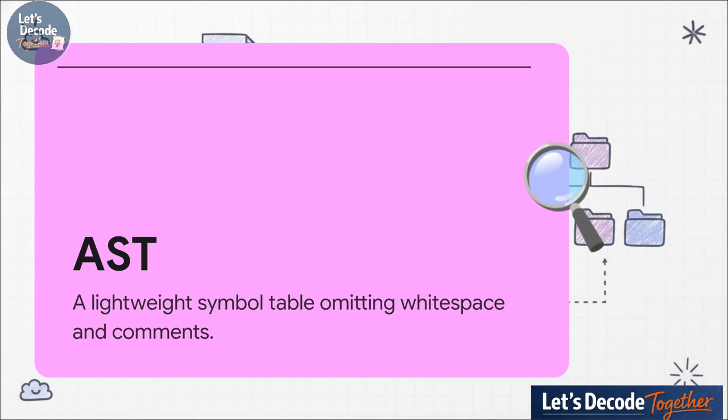During this phase, it ruthlessly throws away all the white space and all the comments. It only keeps the vital symbols. We're talking functions, classes, imports, exports, and their signatures. By stripping away all that noise, Cursor builds this tremendously lightweight, highly efficient symbol table that acts as the structural skeleton for your entire project.